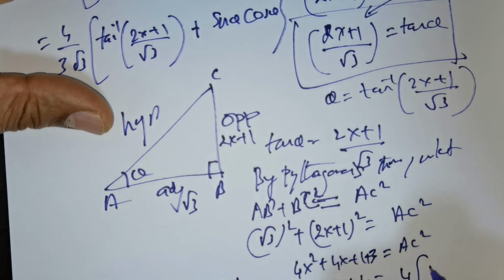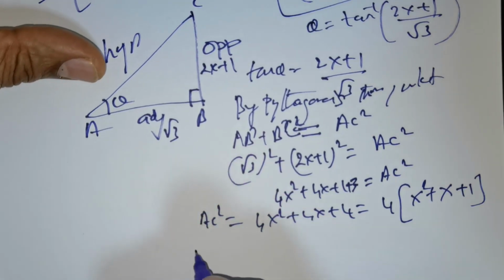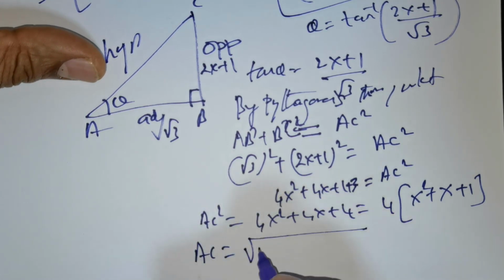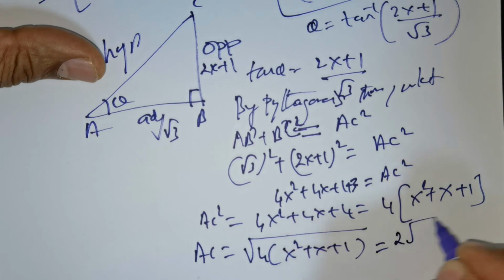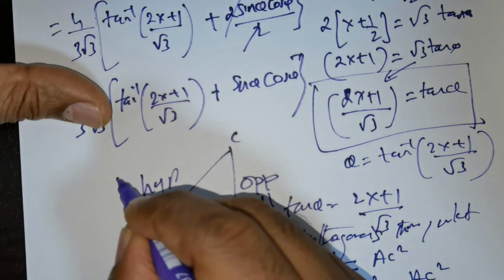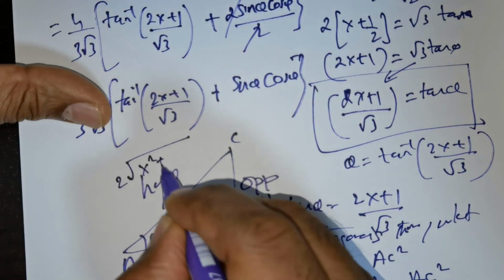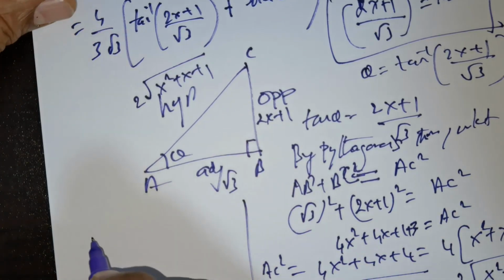I can take 4 out. This is going to be x squared + x + 1. I need only AC. So AC is equal to root of 4 times (x squared + x + 1), which is equal to 2 times root of (x squared + x + 1). This is my hypotenuse value. So 2 times root of (x squared + x + 1). Now we need cos theta.